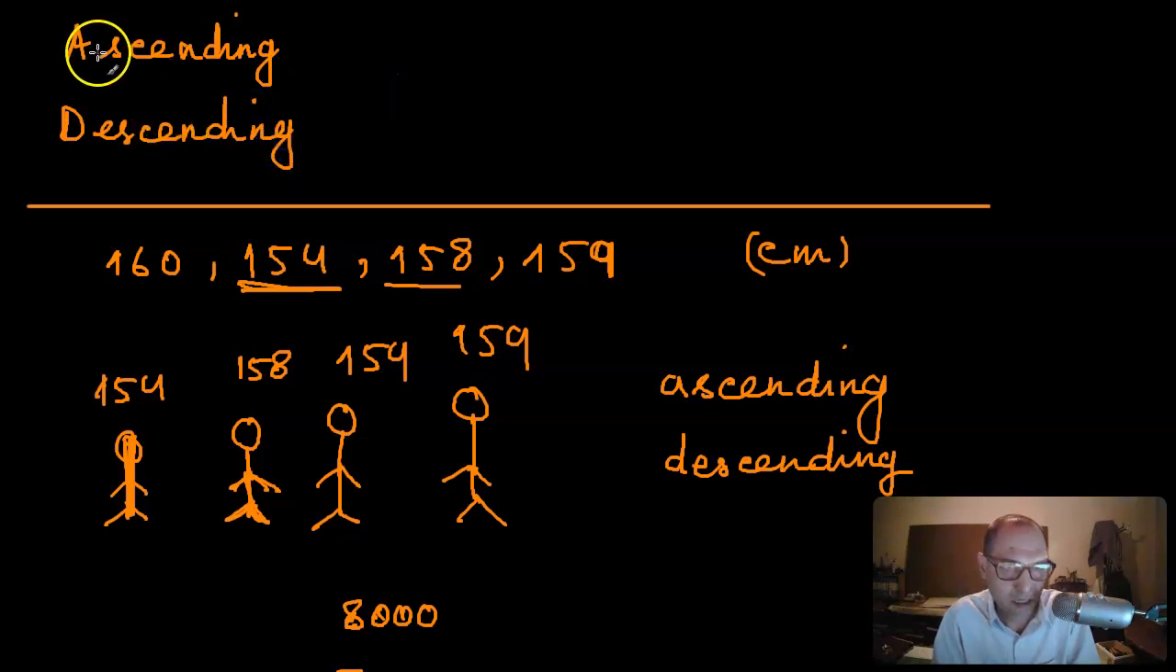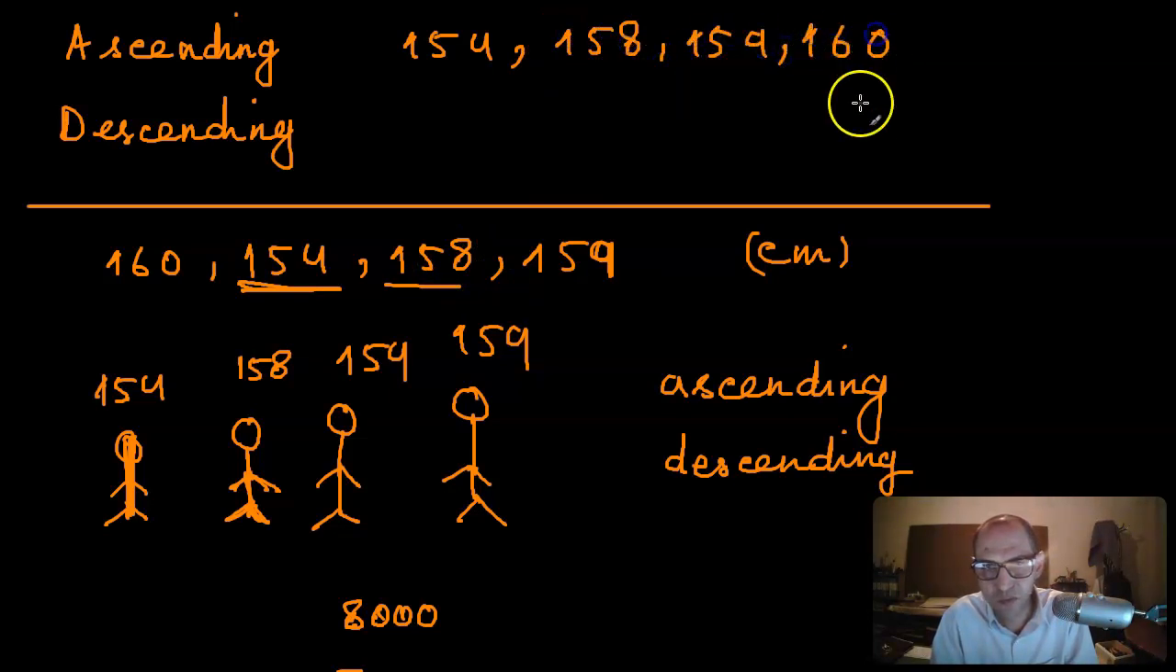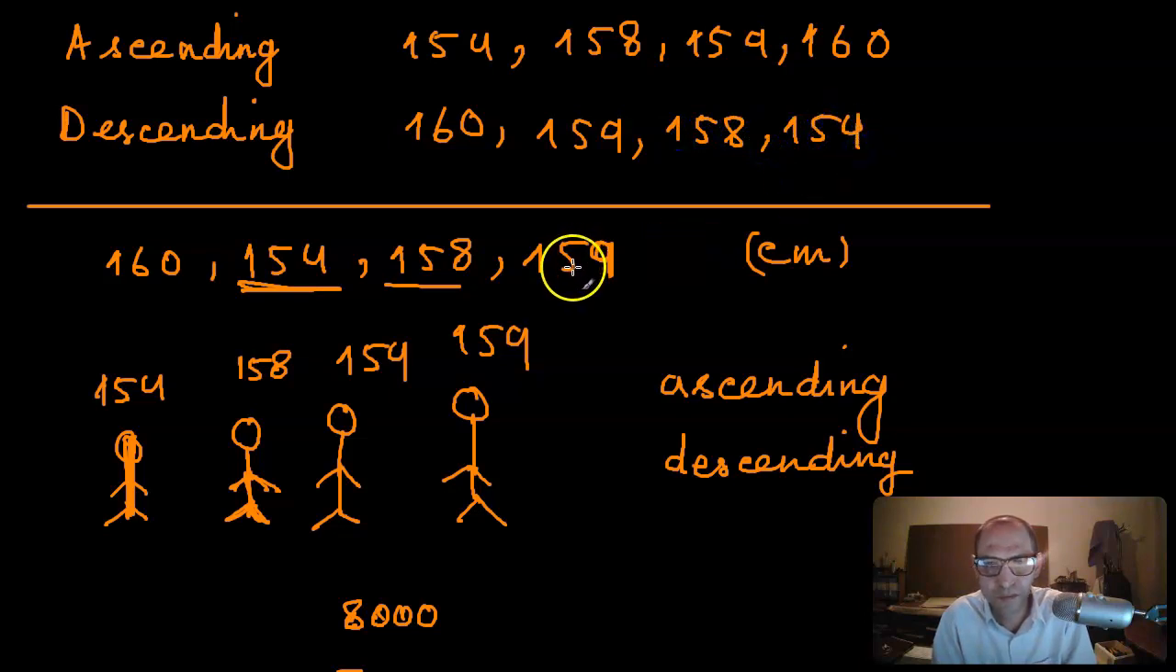In the ascending order, you would start from the very smallest number and end up with the largest number. For example, 154, 158, and then 159, and then 160. That would be the ascending order. Descending would be the opposite, meaning you start from the largest number and end up with the smallest number. So you have 160, 159, 158, and for example, 154, right?